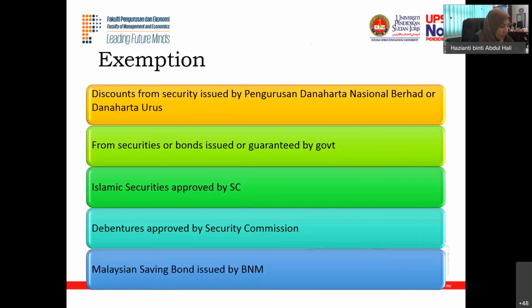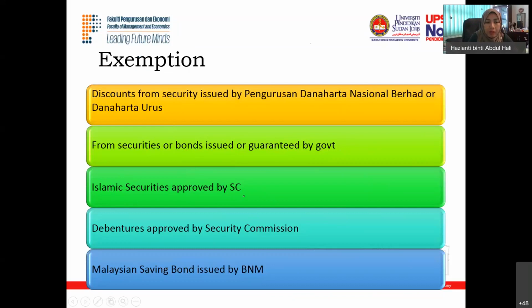Exemption. Alright, discount from securities issued by Dana Harta Nasional Berhad or Dana Harta Urus. You get exemption from securities or bonds issued or guaranteed by the government. So we all learned the types of bonds and securities last semester in our banking class. So all those discounts that you get from these securities or bonds guaranteed by the government are exempted. The income and the discount income.